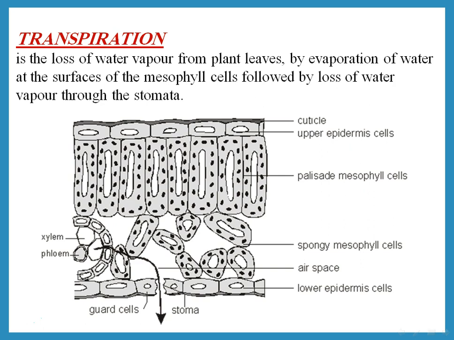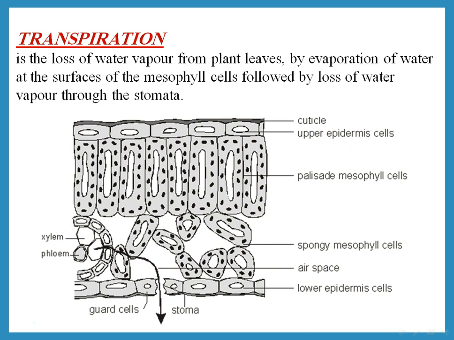Now, where is the xylem and where is the phloem in the leaf? Remember, if we draw the leaf like this, the xylem is the one on top and the phloem is the one below. So the xylem is above the phloem in the leaf. The xylem is bringing the water.